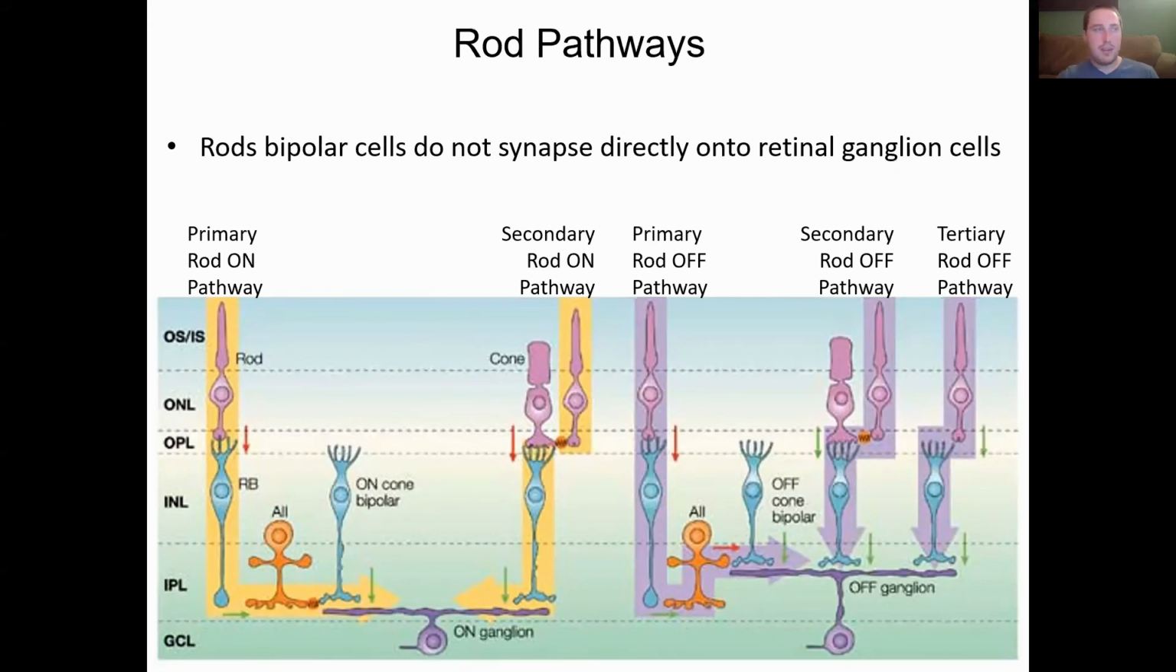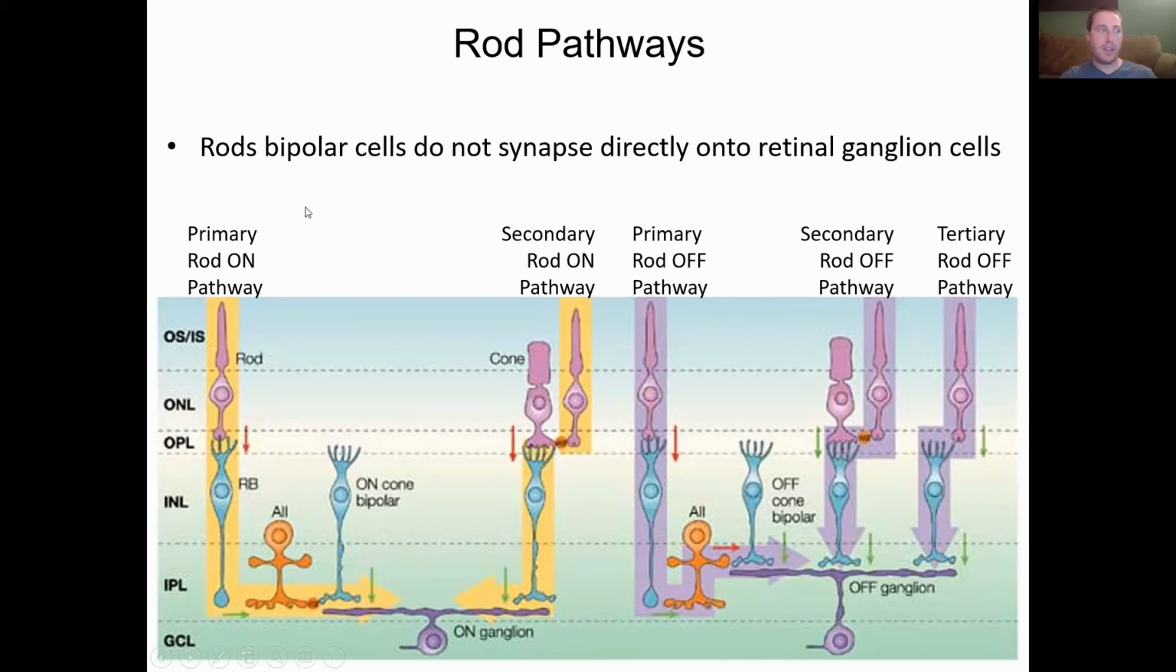So one last point to talk about is we've been talking about the vertical pathway of cones, and it's a little bit different with rods. So the rod pathway is weird because rod bipolar cells don't connect directly onto retinal ganglion cells. They don't release any glutamate onto retinal ganglion cells. They kind of hijack the cone pathway. So there's two or three different ways that they can do this.